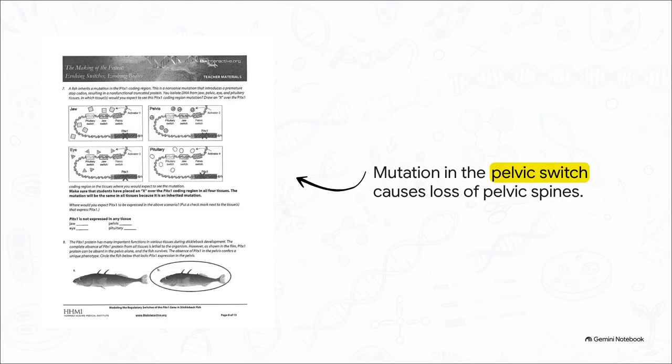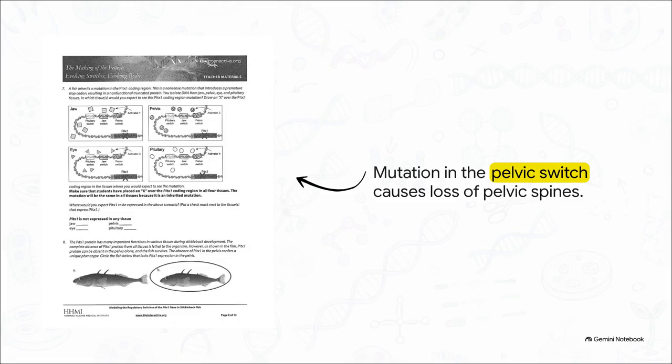Now let's apply this to the stickleback fish and its PITX1 gene. This specific gene is absolutely crucial for building body parts, and that includes the fish's pelvic spines. Now, in some freshwater stickleback populations, there's a natural mutation that actually deletes the specific regulatory switch just for the pelvis. And because that switch is totally gone, the fish doesn't grow pelvic spines.